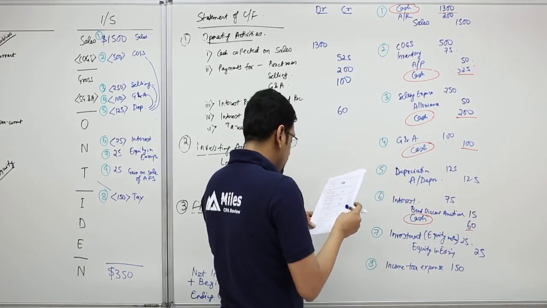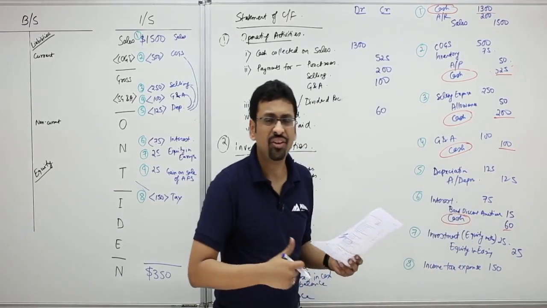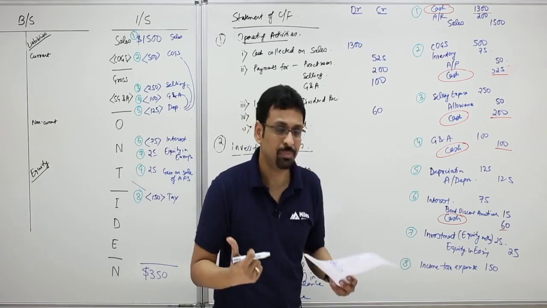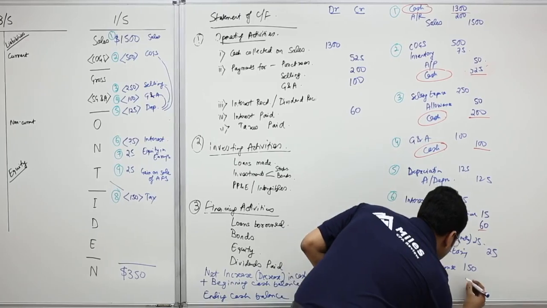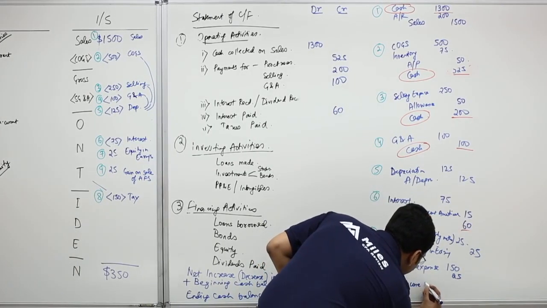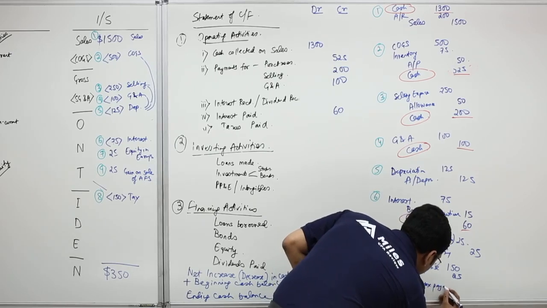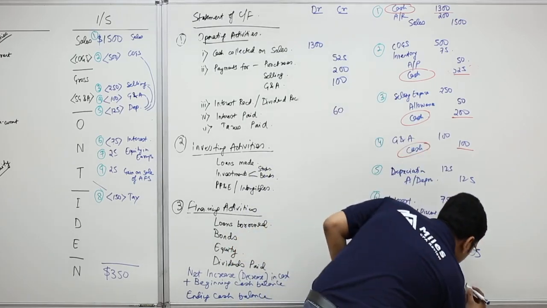Now, deferred tax liability has decreased by 25. Deferred tax liability was a credit number. Decrease means debit. So DTL 25. Income tax payable has increased. That's a liability. An increase in liability means a credit of 100.